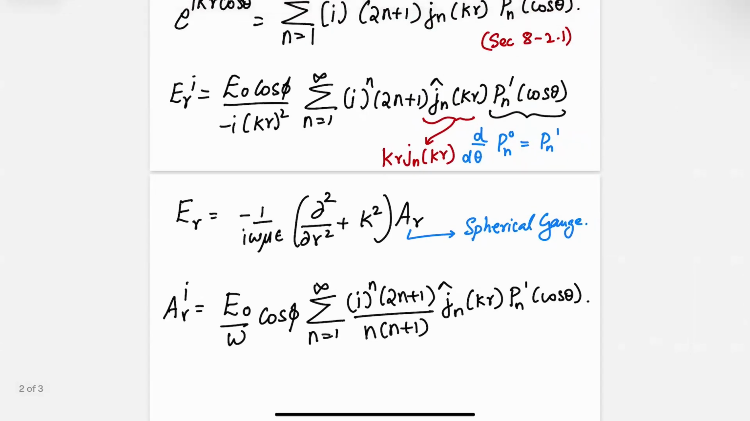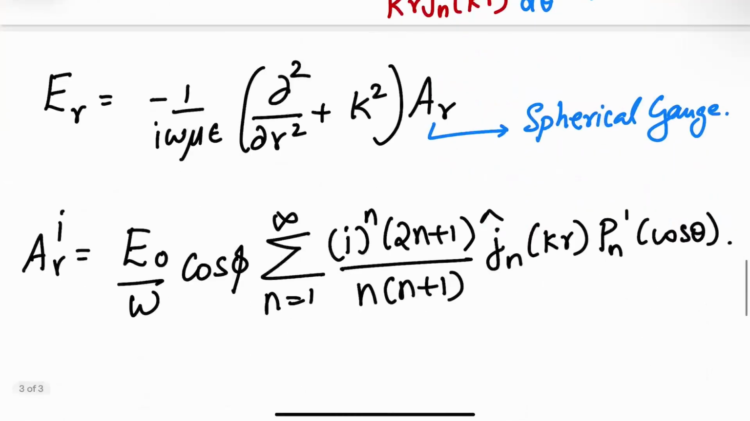Okay. So you essentially put this in here. You take this derivative plus k square, and that will give you this expression. Okay. So let's see why that is. I don't want to leave it hanging like that.